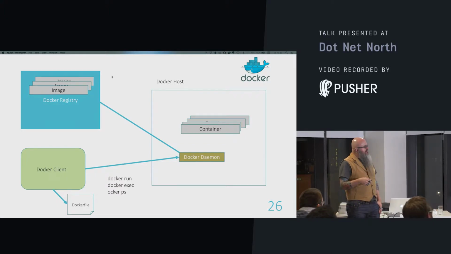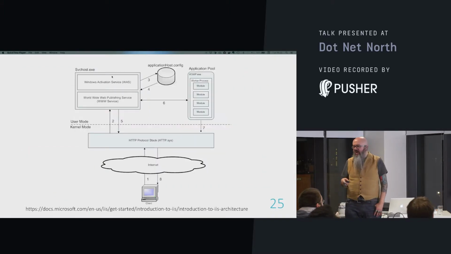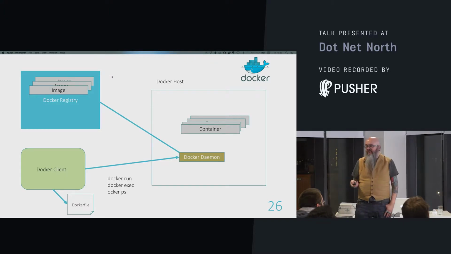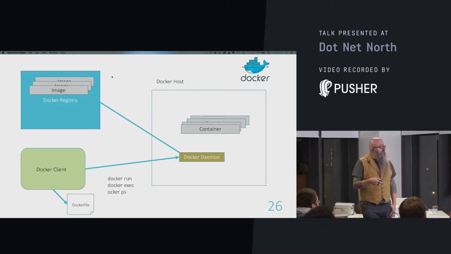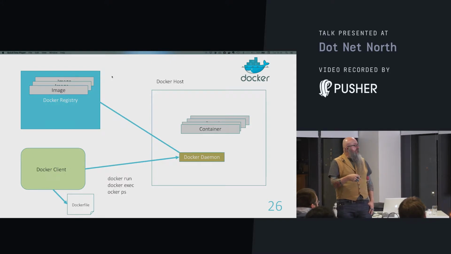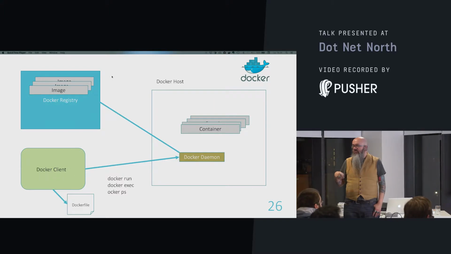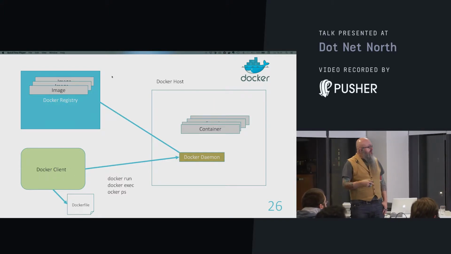But you can see that in this model, I've got a set of containers. Would it make a lot of sense for me to run IIS in one of those containers? Probably not, because IIS is doing pretty much the same thing that this is doing. IIS is saying, I've got a whole set of containers and I'm going to run them for you on demand.